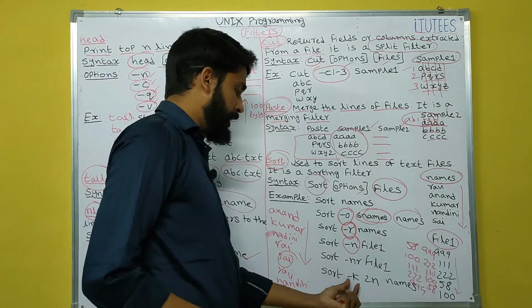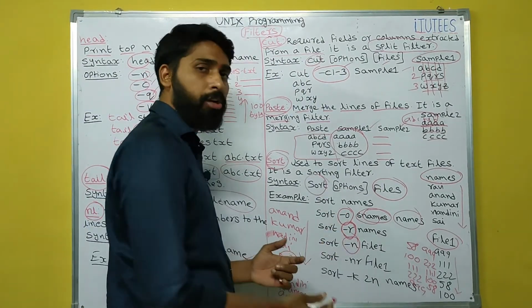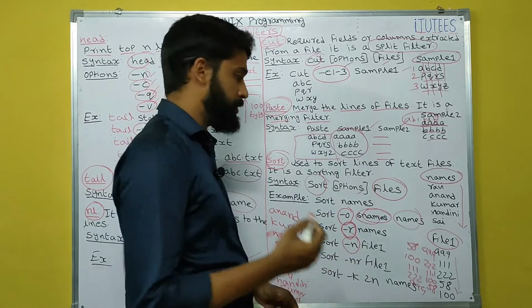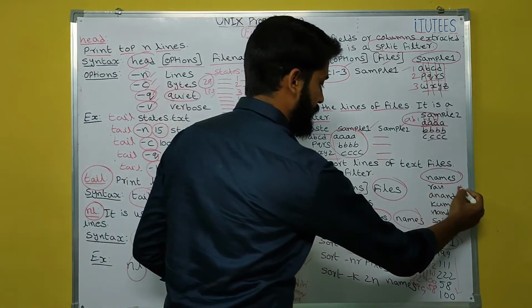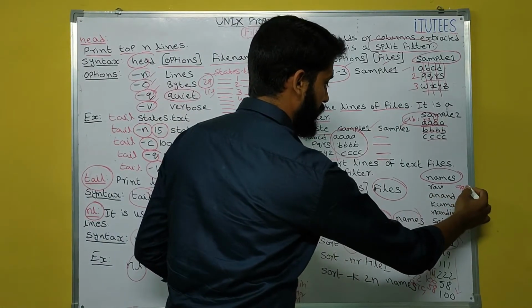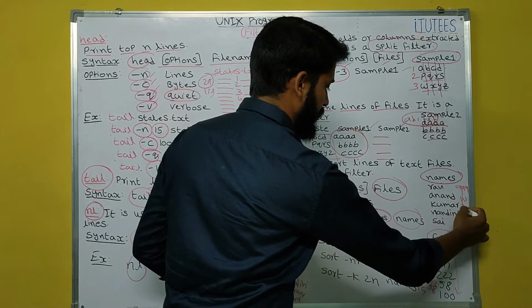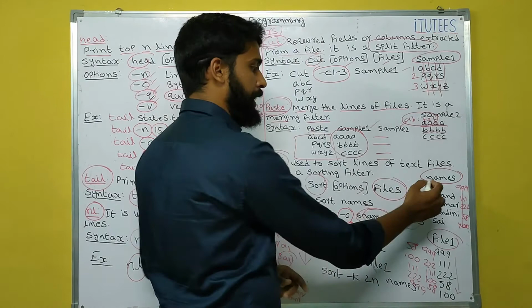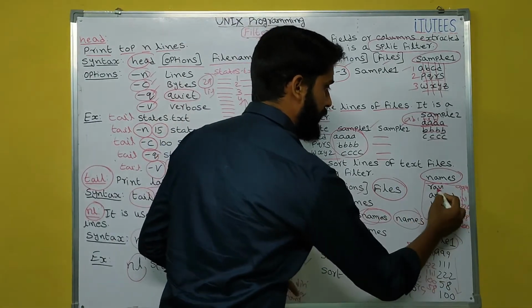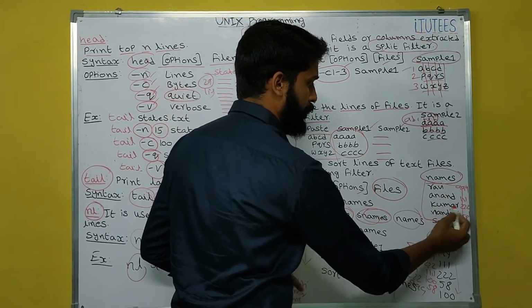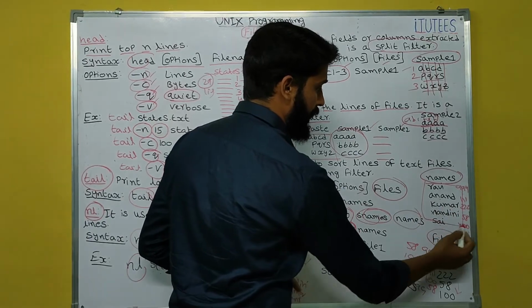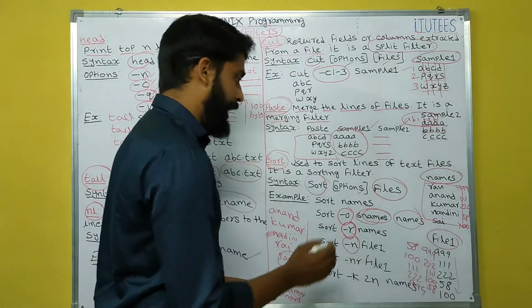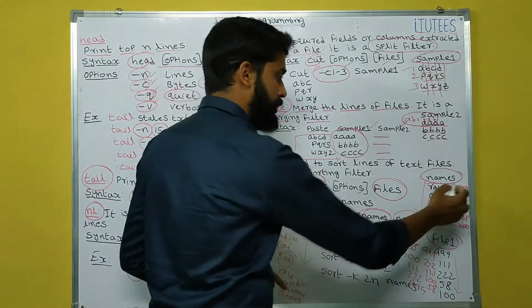Okay. Sort -k means you can sort based on the column number. For example, in the names file these are the lines: Ravi 999, Anand 111, Kumar 222, Nandini 58, Sai 100. Now I want to sort the data based on column 2.